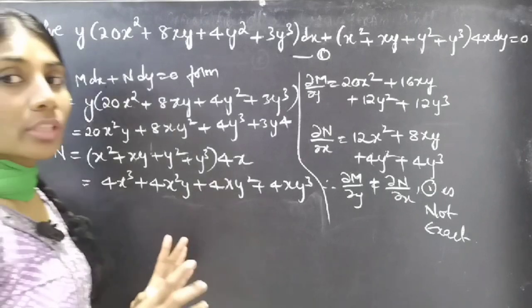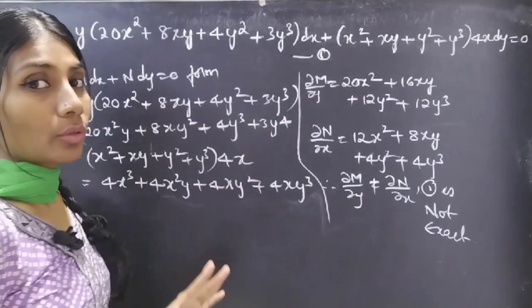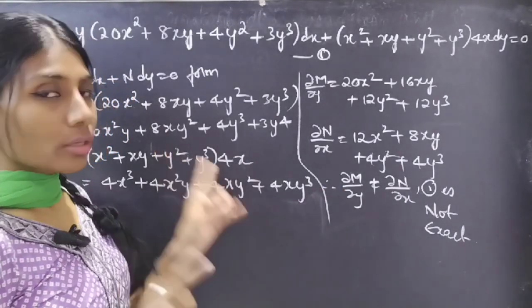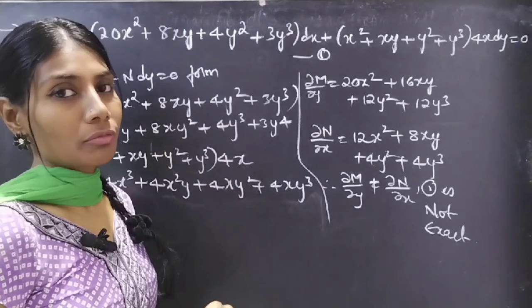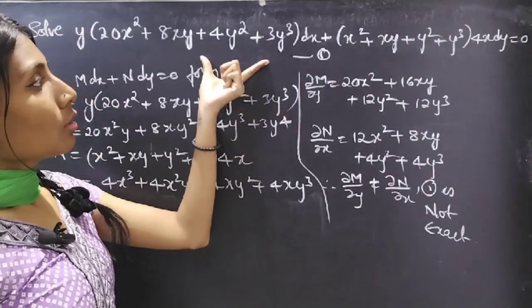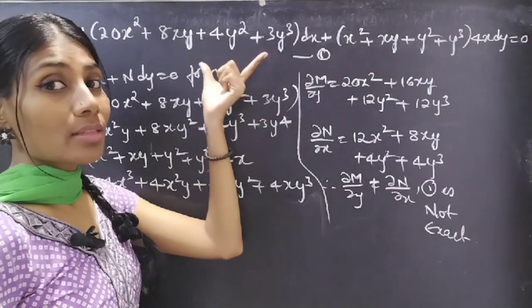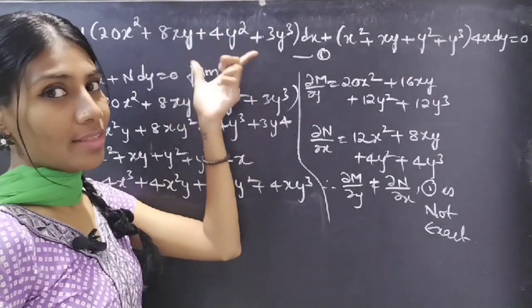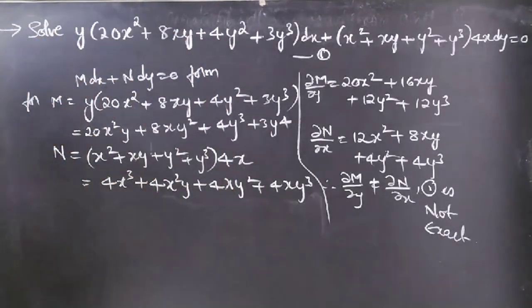See, here we have shown that equation 1 is not exact. Now since it is not exact, we need an integrating factor to make the non-exact equation an exact equation. We'll reduce this to an exact equation. Let's see that.